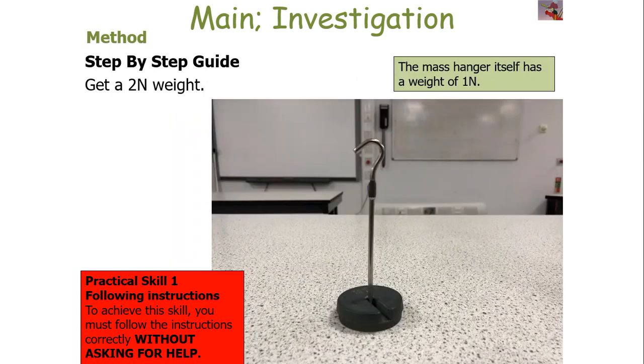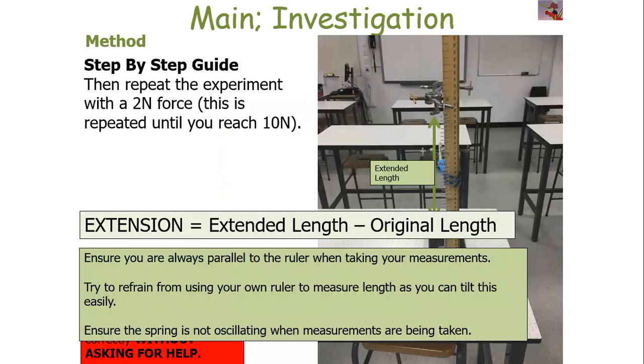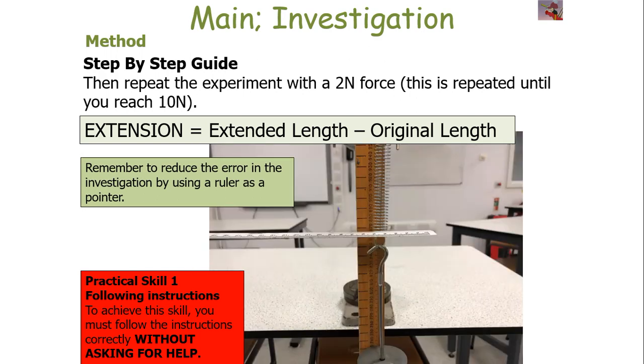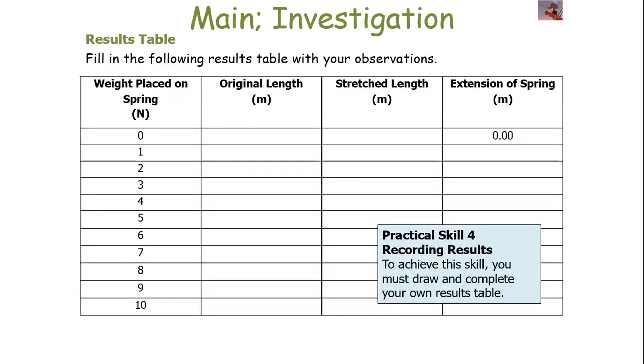And you'll do the same now for a 2 Newton weight and follow the same procedure. You'll do 2 Newtons, 3 Newtons, 4 Newtons, 5 Newtons, 6 Newtons, 7, 8, 9, and 10. Now, just remember again, extension, which is what you should be recording, is the extended length minus the original length. And always use your fiducial marker to reduce the error involved.